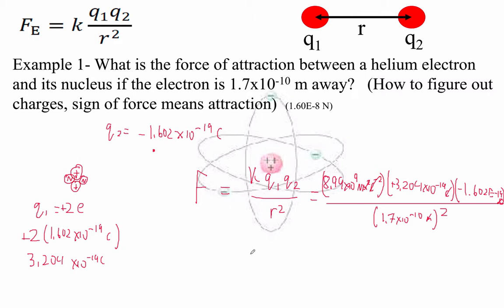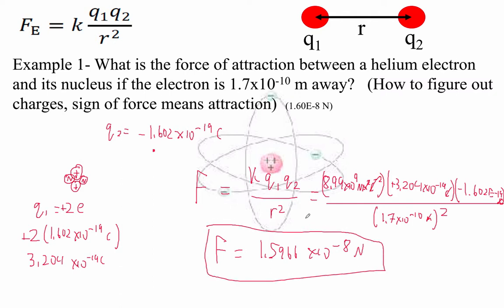All right. And I'm getting that the force is very small. It's 1.5966 times 10 to the minus 8th newtons. Now, you might say, gee, that's a very tiny force, but for an electron, it's tremendous. And this was one of the great mysteries, because they kind of knew the size of the nucleus and all this stuff.